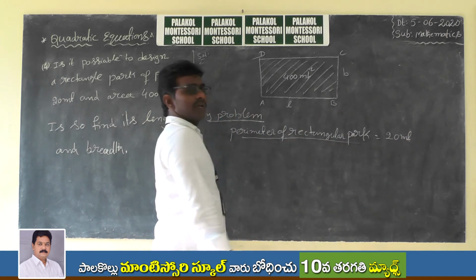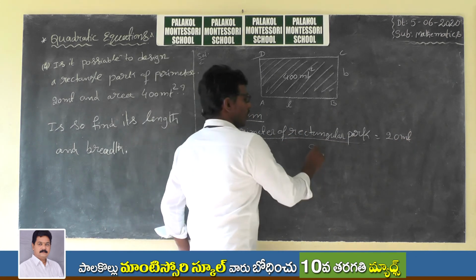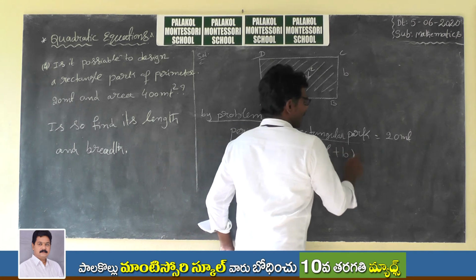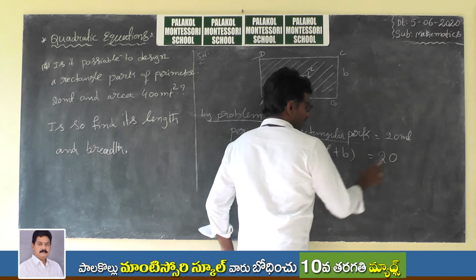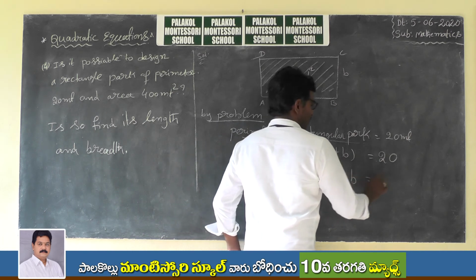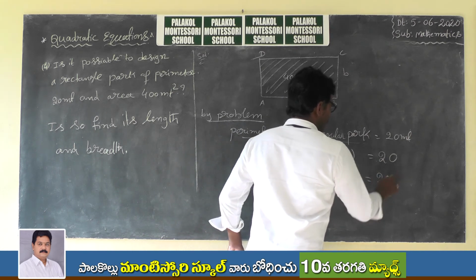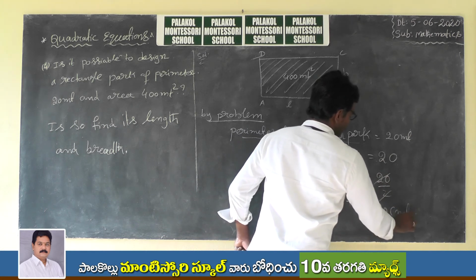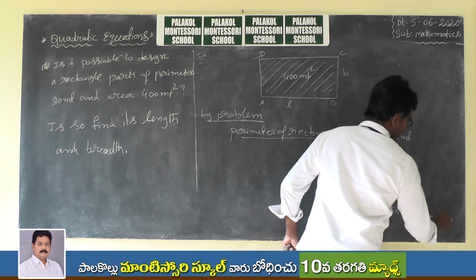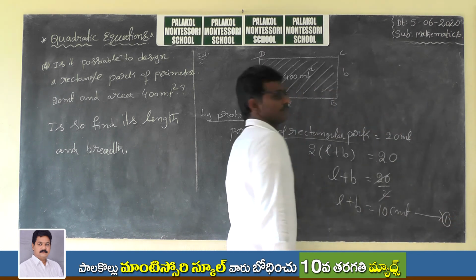So the perimeter of the rectangle formula: 2 times (L plus B) is equal to 20. This 2 is sent to the other side: L plus B is equal to 20 by 2. How many times is it cancelled? 10 times. So L plus B is equal to 10 centimeters, equation 1.